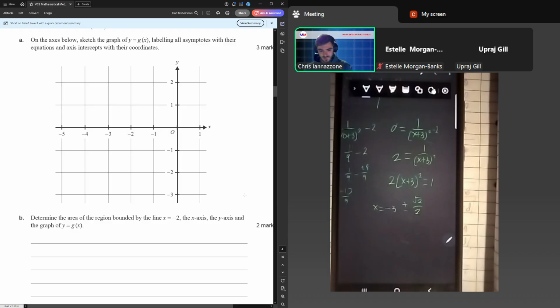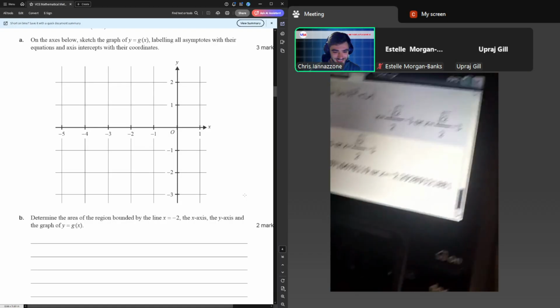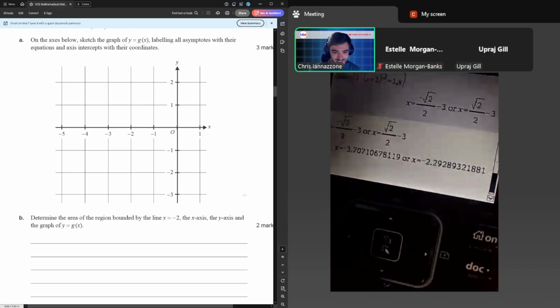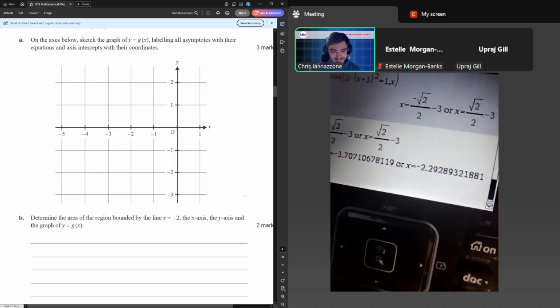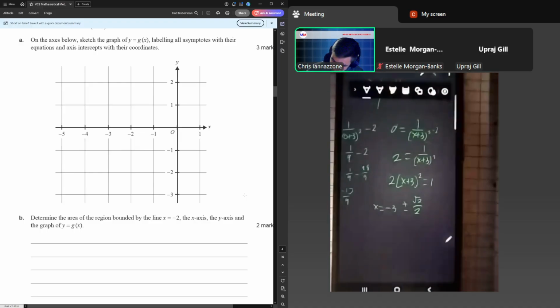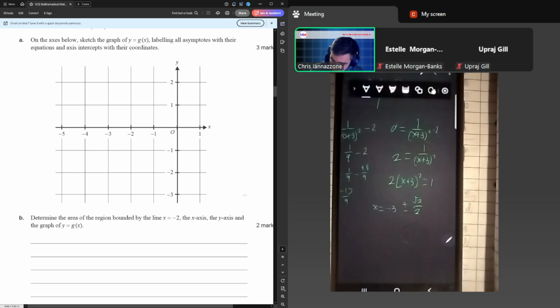I think root 2 on 2 is a little bit less than 1, so that means -3 plus root 2 on 2 would be -2 point something. Yeah, it's actually so close. If I just cast it out to make sure I didn't say the wrong thing, it's -2.29. But yeah, no, you're right. Root 2 on 2 is a little bit less than 1.